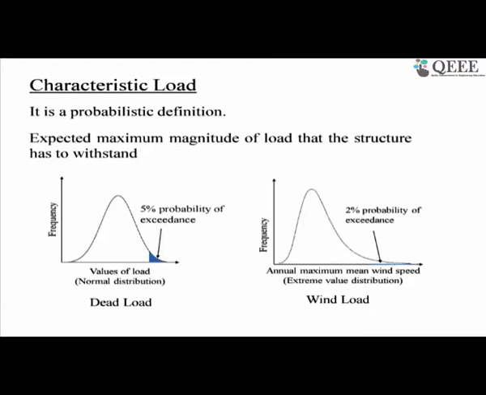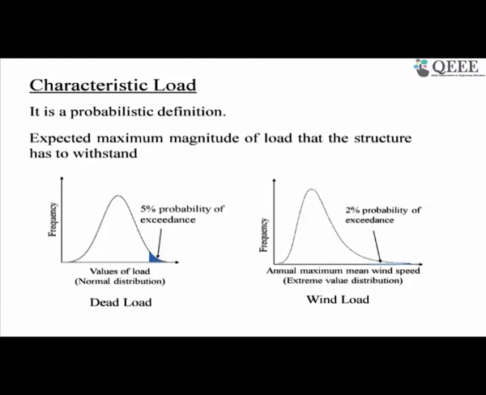For instance, if we talk about wind load, it depends on wind speed, right? Now, for characteristic wind speed, the probability of having that speed is 98%. There is a 2% chance that the wind speed is more than that, and that value is called the characteristic wind speed. The load calculated from that wind speed is called characteristic wind load. So characteristic load is the expected maximum magnitude of the load. There is a little percentage chance that the load may exceed that value, but that percentage is very small.